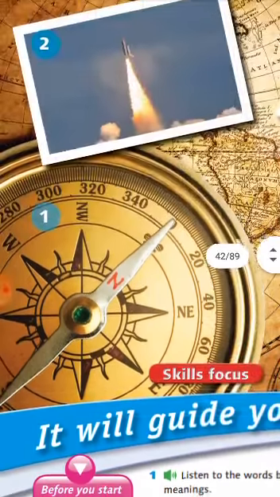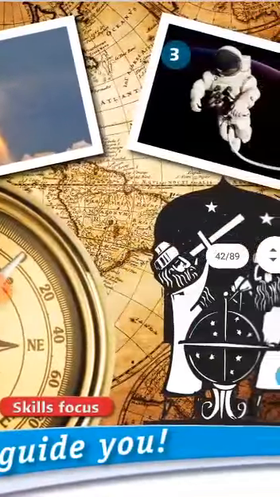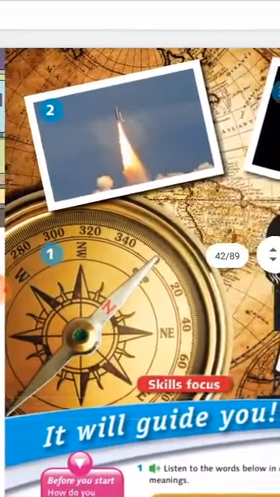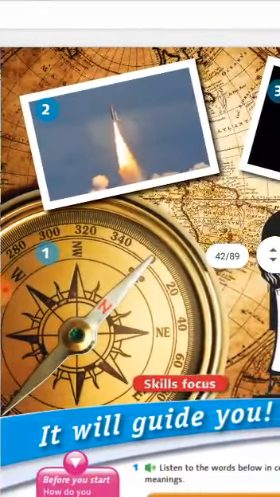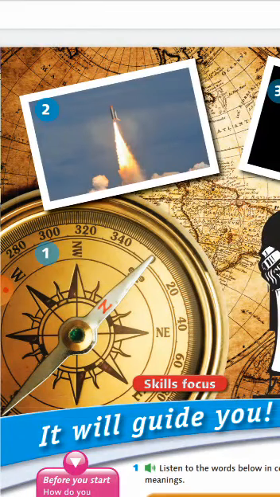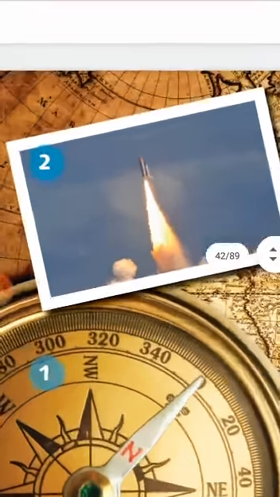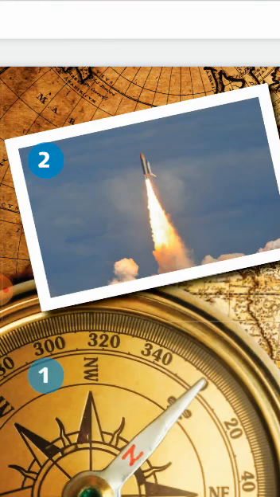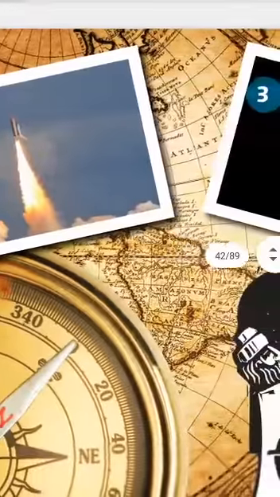So here we have 4 photos. We will know how to explore space using them. So, for example, let's look at number 1. What is this? This is a compass. Compass, بوصلة. It helps people to know the directions. Number 2, we have a rocket. A rocket. It helps people or things to go to space.